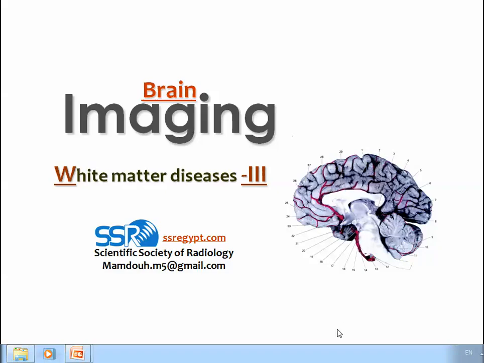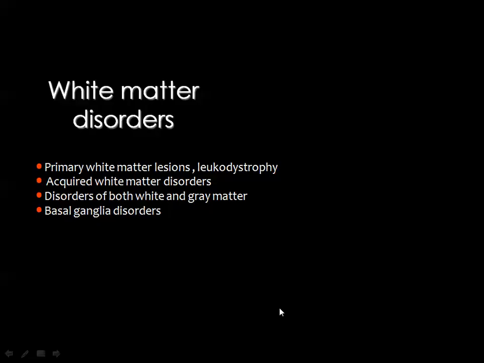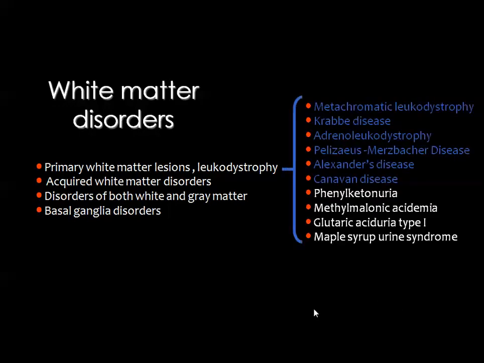Dear colleagues, this is the last, the third part of the topic imaging of the white matter diseases. We have discussed in the first part of this talk the primary white matter lesions, which are named leukodystrophy, and we have handled these six pathologies. Then in the second part of the talk we discussed the acquired white matter lesions, and we talked about MS and some of the traumatic and inflammatory white matter diseases.